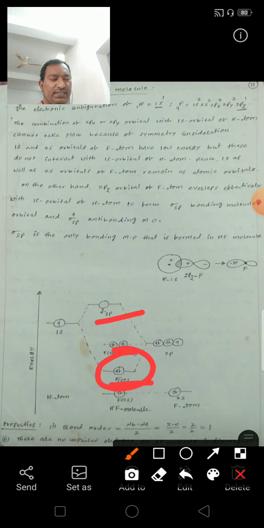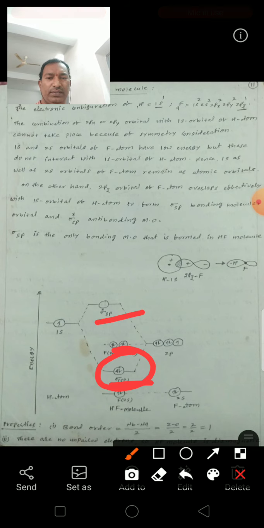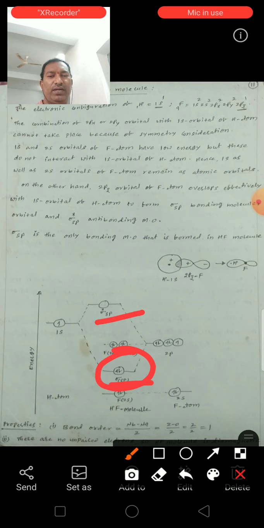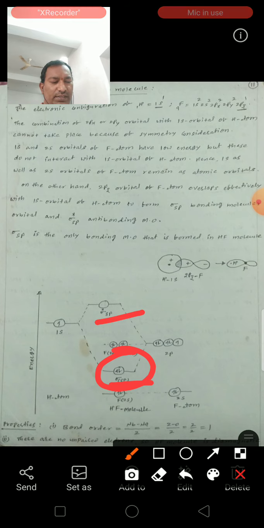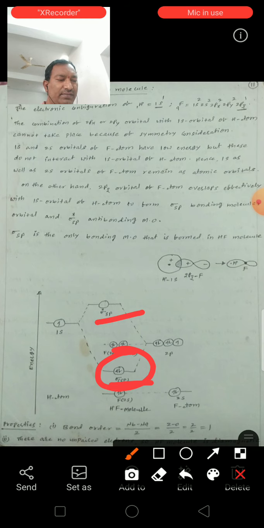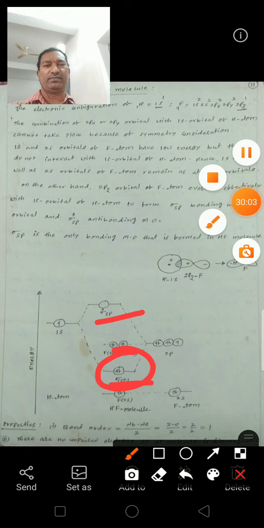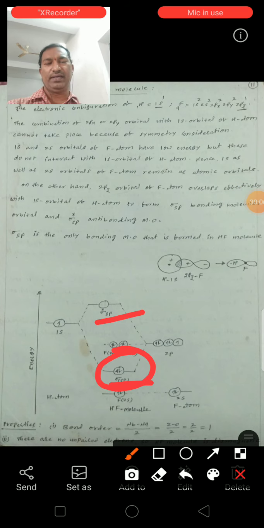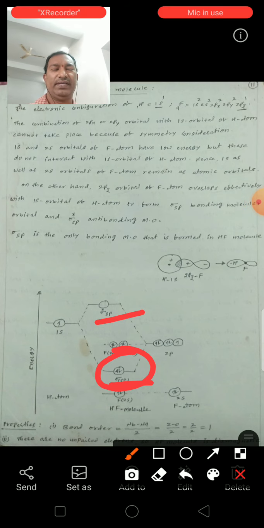So the properties: the bond order is Nb minus Na by 2, that means 2 minus 0 by 2. So 2 electrons in bonding molecular orbitals, 0 electrons in antibonding molecular orbitals. Therefore 2 by 2 is equal to 1. Second, the magnetic property. There are no unpaired electrons, so the HF molecule is diamagnetic in nature.